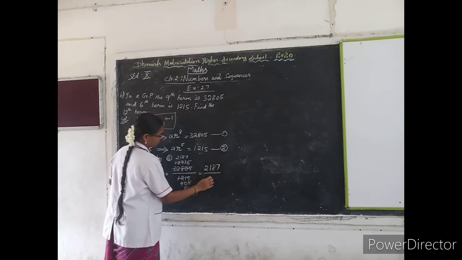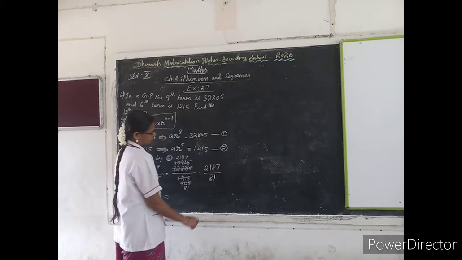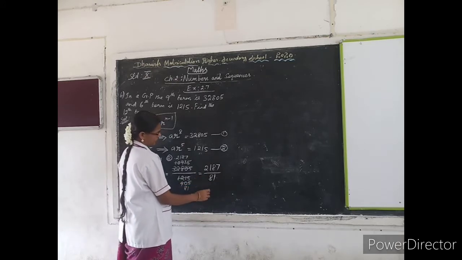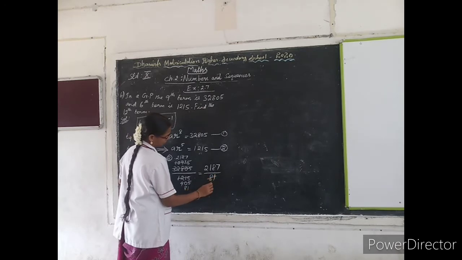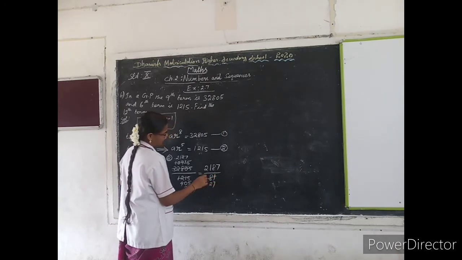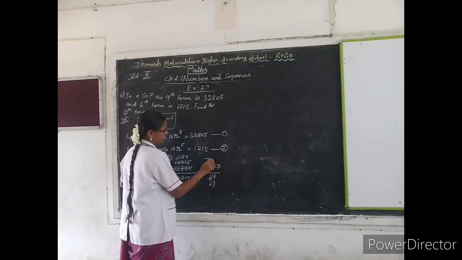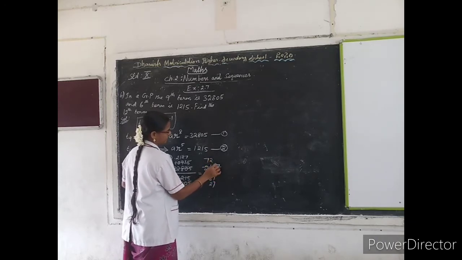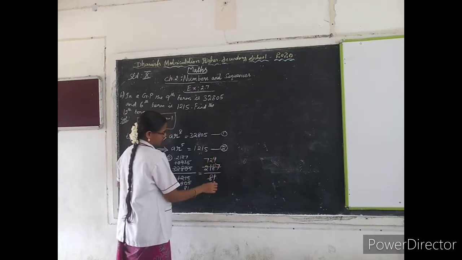2187 divided by 81. The 81 table. Now again the 3 table is going. 2 3s are 6, 7 3s are 21. Here 7 3s are 21, 2 3s are 6, remainder 2. 9 3s are 27.